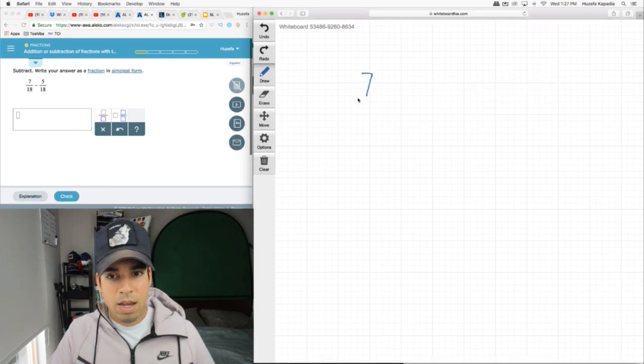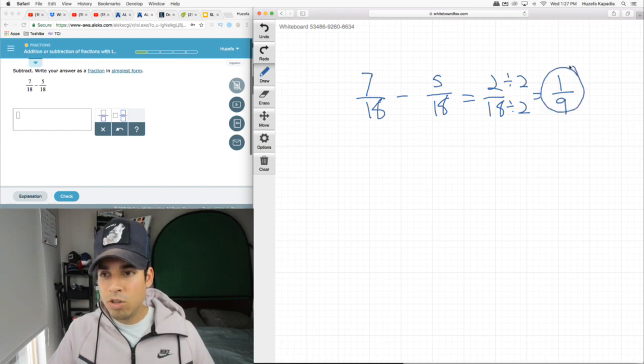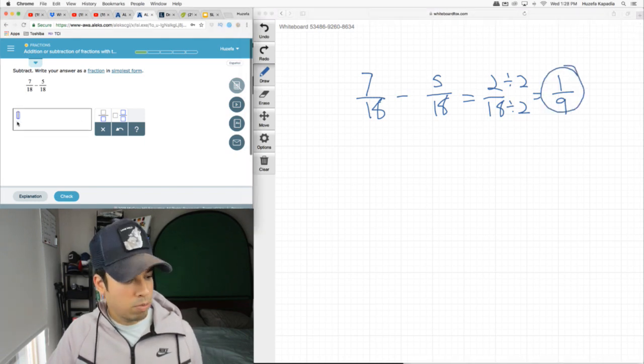We've got 7/18 minus 5/18. Again, we subtract the tops, and the denominator stays the same. 7 minus 5 is 2. Then we can divide the top and bottom by 2 again, and we get 2 divided by 2 is 1, and 18 divided by 2 is 9. So 1/9 is equivalent to 2/18. We're just putting it in the simplest form possible.